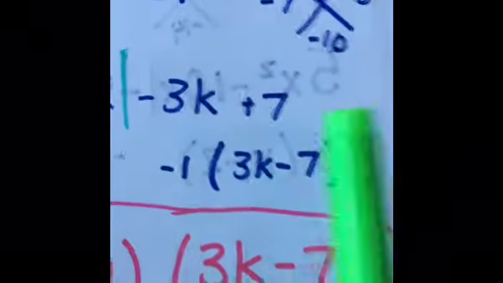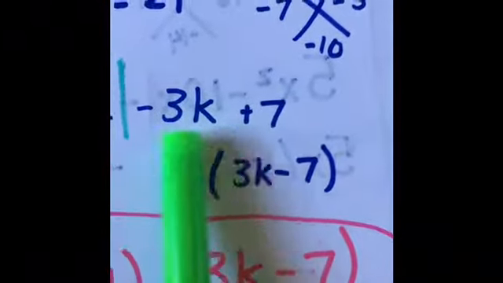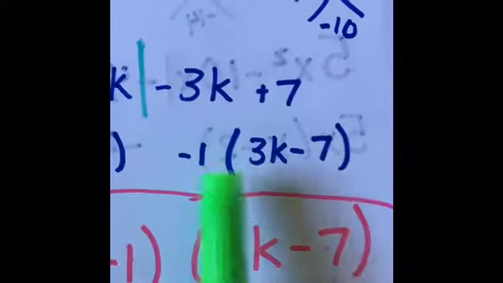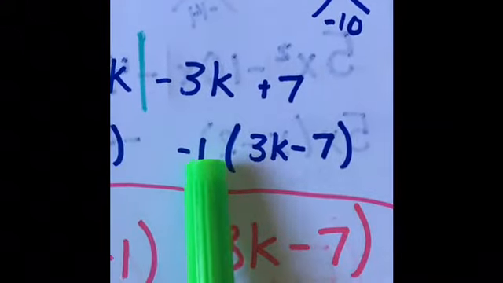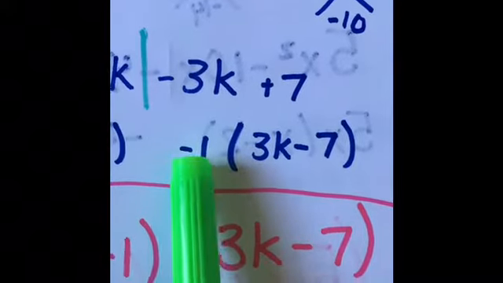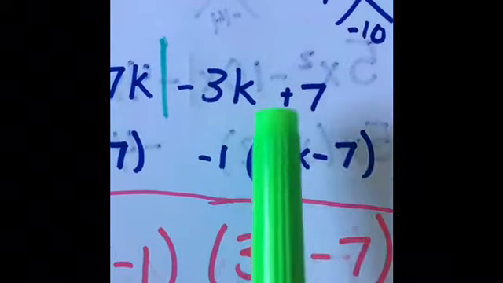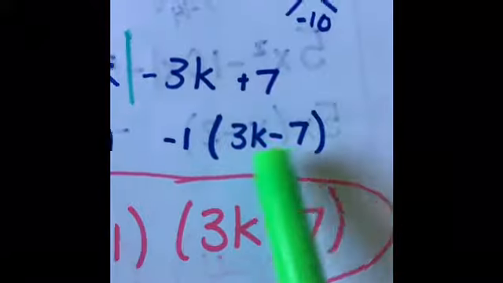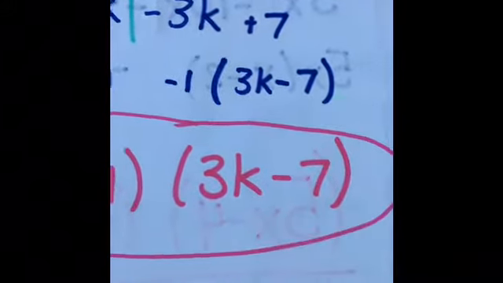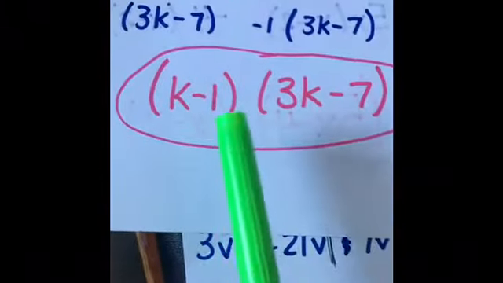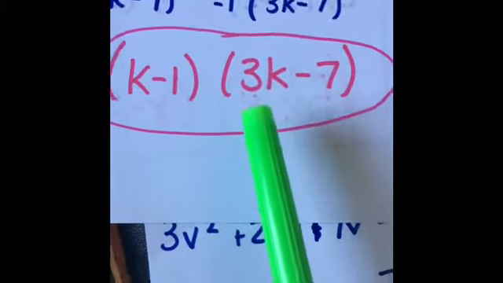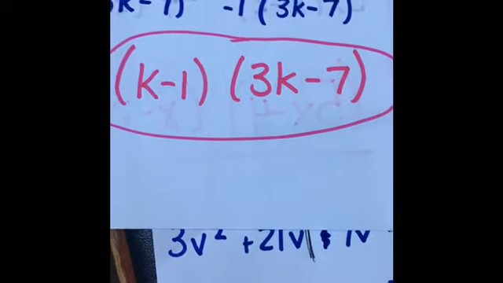But if we look over here, there's not really anything that you can take out, but you can always take out a 1 from an equation. In this case, it's going to be a negative 1. Once you take out a negative 1 from that, what remains is 3k minus 7. Okay, 3k minus 7, 3k minus 7, they're the same. We did it right. So the answer is k minus 1 and 3k minus 7.